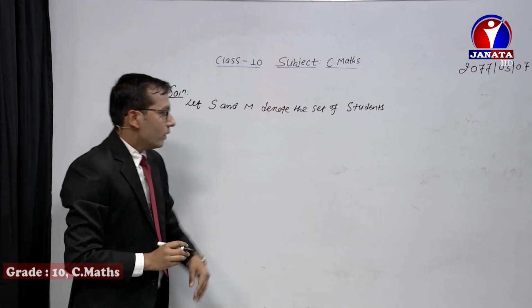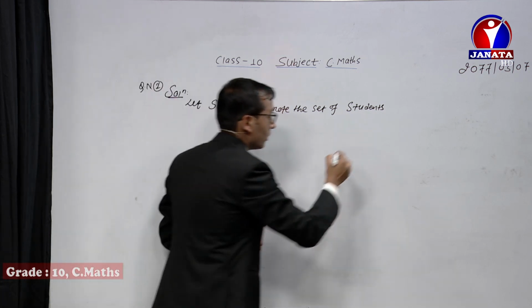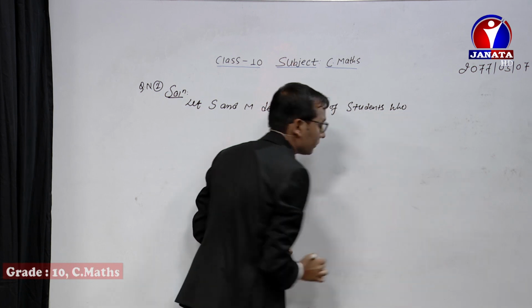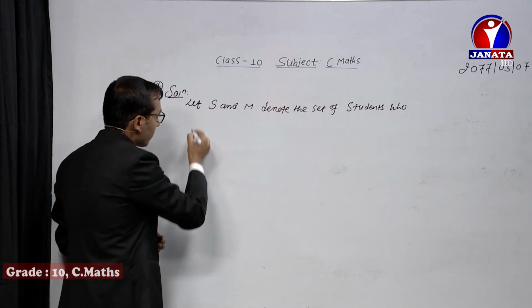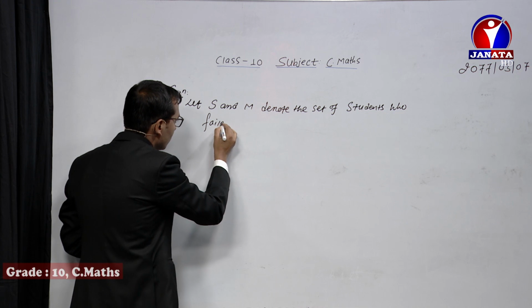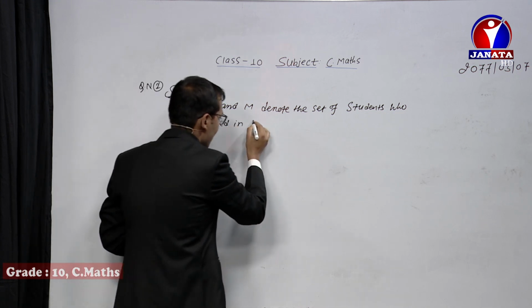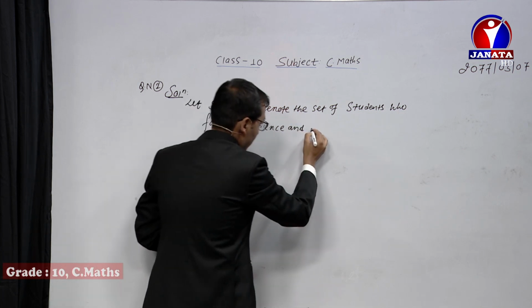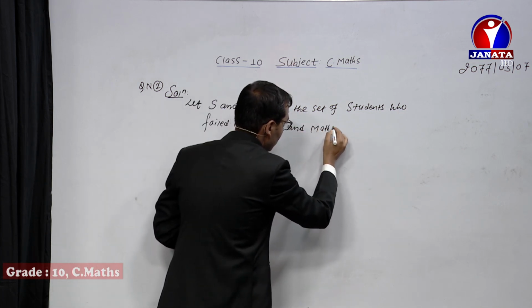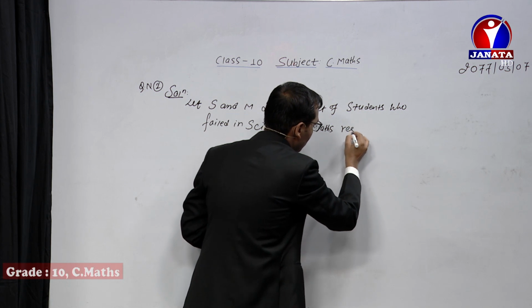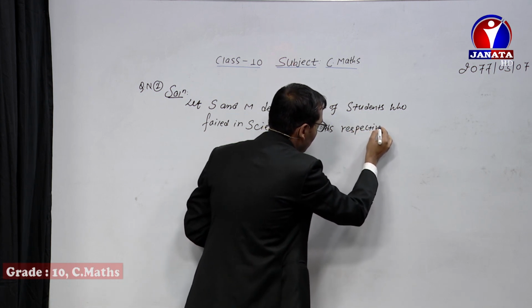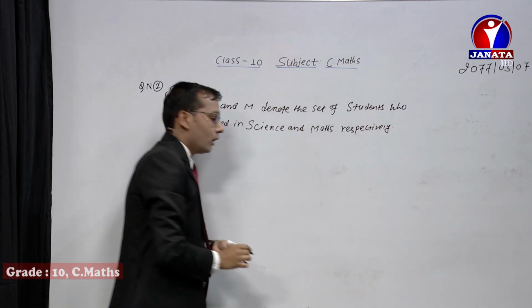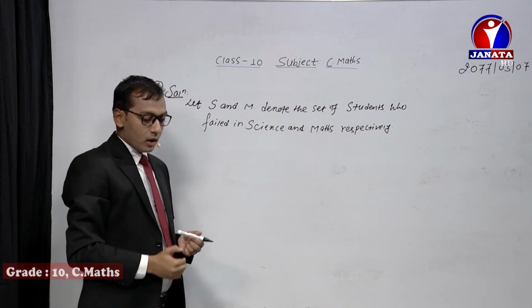Let S and M denote the set of students who failed in science and maths respectively. Okay, so what is the total number of students?